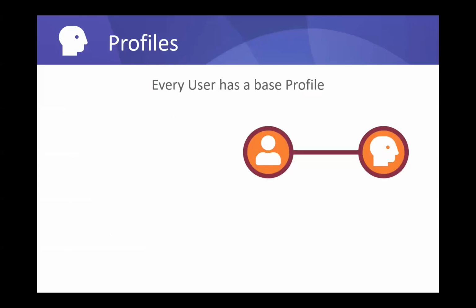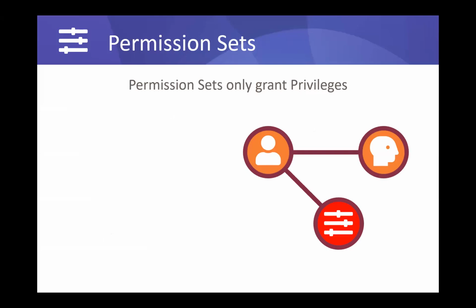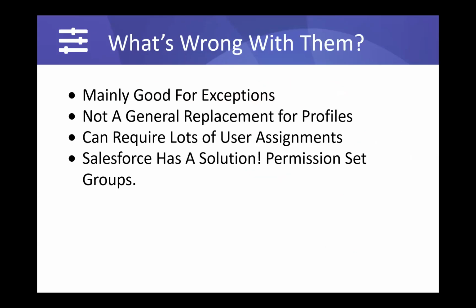So now every base user has a profile. That user has an exception or a privilege that they need that's different than the profile that can be granted via permission sets. So what's wrong with permission sets? Well, they're mainly good for those exceptions that we're talking about, right? They can't replace a profile, and they can require lots of user assignments.